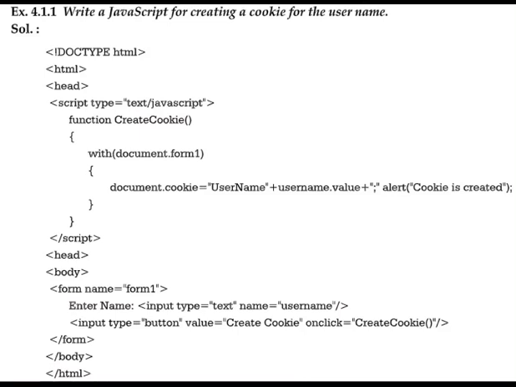Okay. So write a JavaScript for creating a cookie for the username. As you all know, a cookie has a name-value pair. So we'll create a cookie which has the name username, and the value you are going to give at runtime. And that value you will retrieve and store as a cookie. Okay. So we'll first see the output.